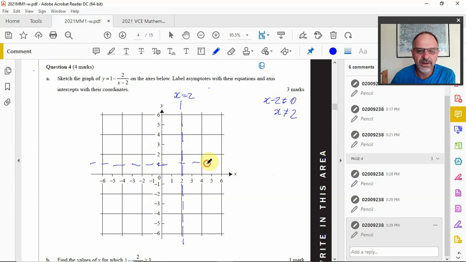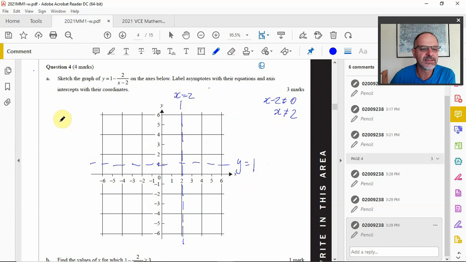right through here. Now, of course, when you're doing this on the exam, you will be using your ruler to do better than what I'm doing here. All right, so there's that. So label the asymptotes, yep, and with their equations, yep, done that. All right, x equals 2, sorry, y equals 1. And the axis intercepts with their coordinates.